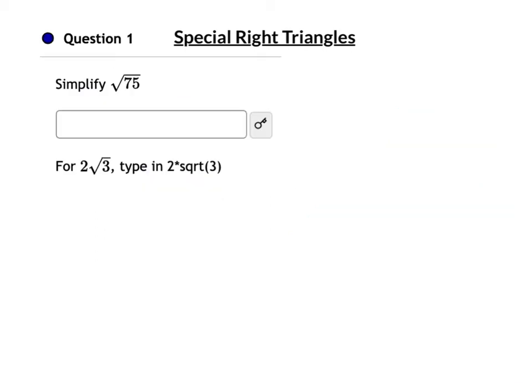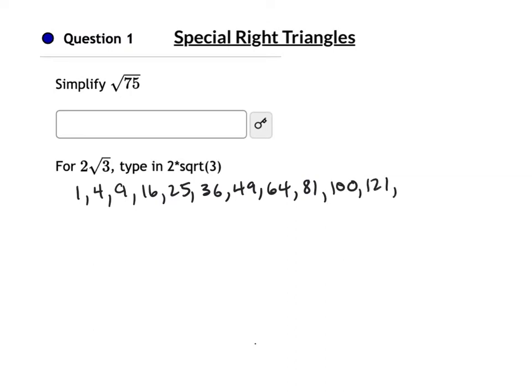Here are some questions from your assignment. The secret of working with square roots is knowing your perfect squares. Perfect square is any number times itself. 1 times 1 is 1, 2 times 2 is 4, 3 times 3 is 9, 16, 25, 36, 49, 64, 81, 100, 121, 144, 169. That's 13 times 13. 14 times 14 is 196, and on they go.